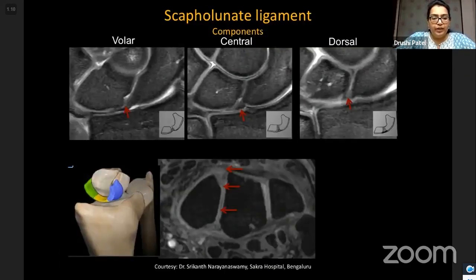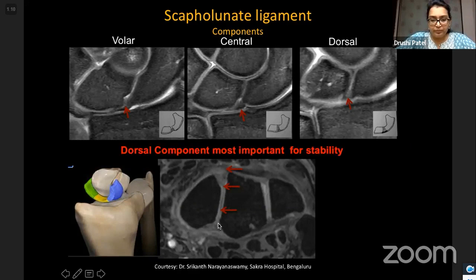So a scapholunate ligament, it's a U-shaped ligament which joins the scaphoid and the lunate bone. It has a triangular appearance if you see on the coronal images, and that has to be a black low signal intensity triangle. On the axial images also, you can identify this as a triangular component on the volar as well as the dorsal aspect and a thin interosseous component.